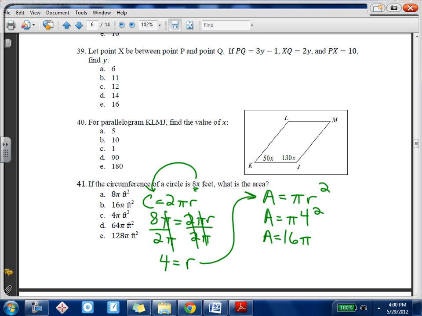Don't forget your units. It's an area, so it's going to be something squared. We check back. It was feet to begin with, so it's going to be feet squared. So our answer is 16 pi feet squared.